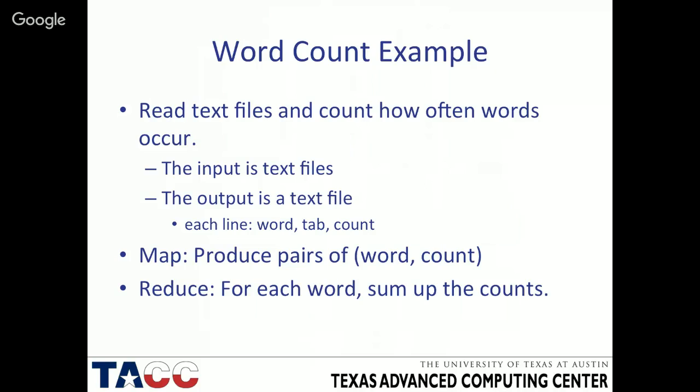The basic word count example is just reading one or multiple text files, and counting how many unique words there are and the frequency of each unique word. So the input is generally a bunch of text files, and the output is a text file with each word and the frequency of the word's appearance. To implement this as a Hadoop application, we basically want to implement a map task and a reduce task.